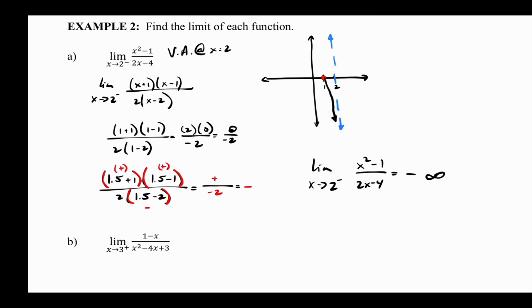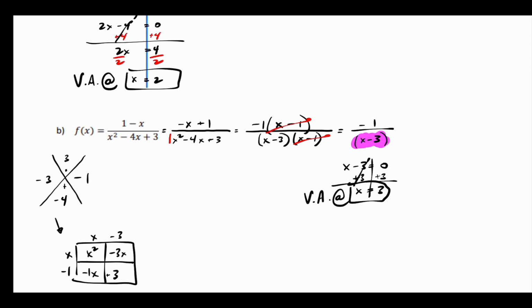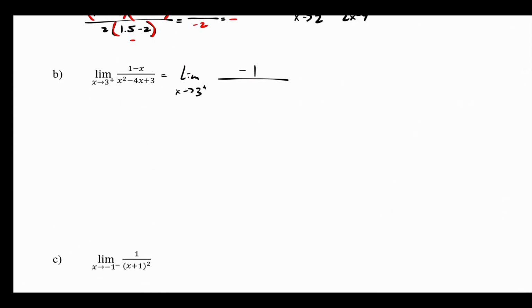Okay, let's try letter B now. We factored it already, right? If they ask you what the limit is, always factor first. We did it because they told us earlier that we need to do it. So let me rewrite this problem. It's the limit as x approaches 3 from the right side. What did I get? Negative 1 over x minus 3.